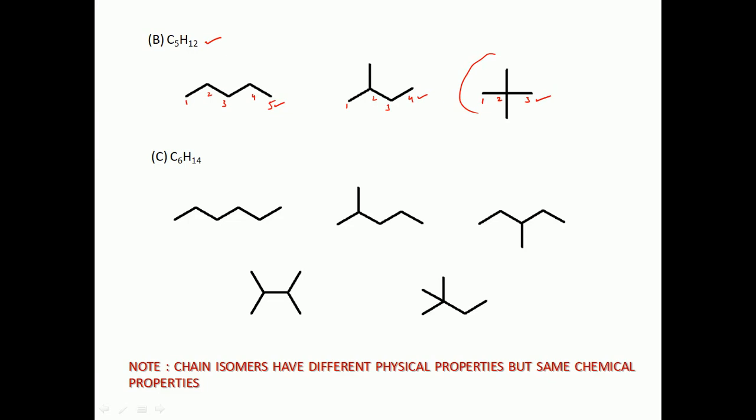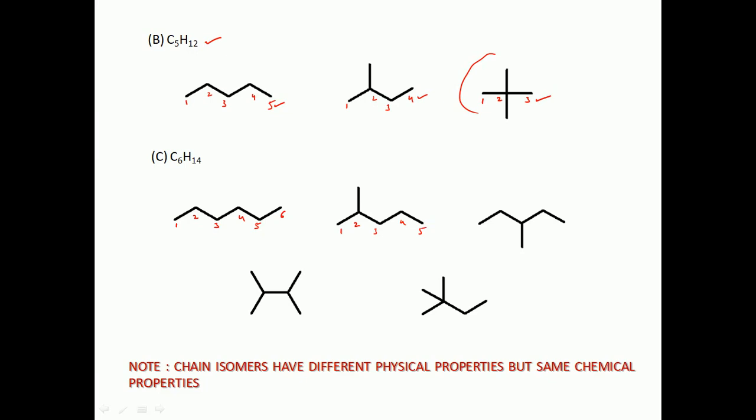The first structure, here you can find the 5 different isomers. The first structure is having how many carbon atoms in the parent chain? Let us count it. 1, 2, 3, 4, 5 and 6. Here you are having 6 carbon atoms in the parent chain. Whereas in case of the second structure, 1, 2, 3, 4 and 5, here you are having 5 carbon atoms in the parent chain.